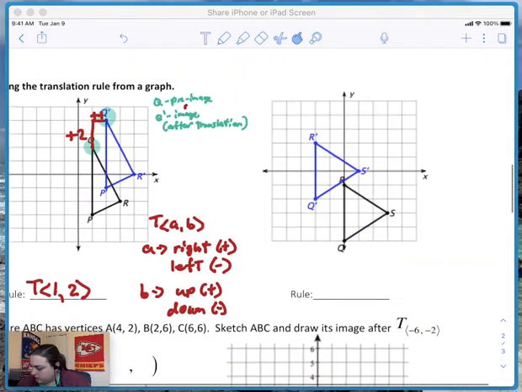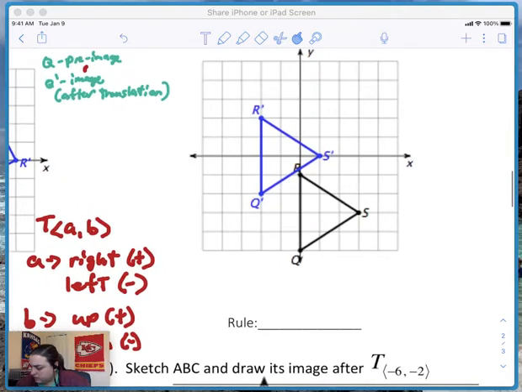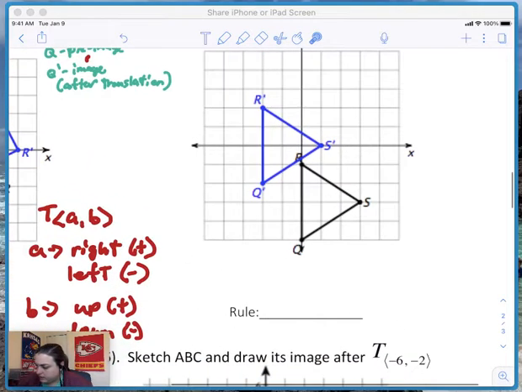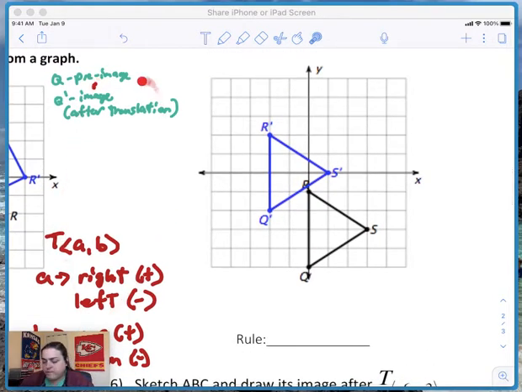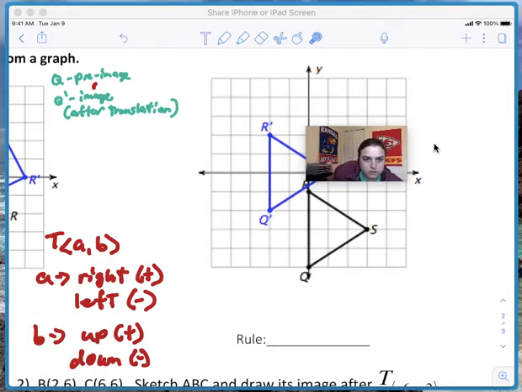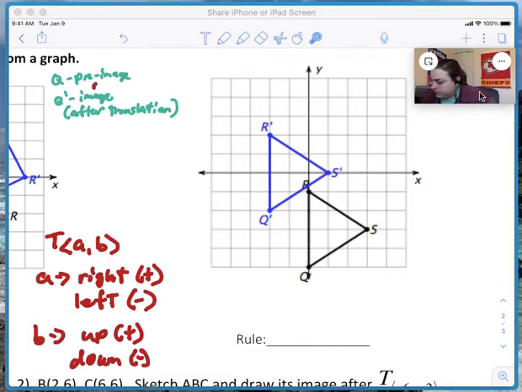Okay, let's try another one. Using this same information here, we're going to write the rule. Let's focus in on one point here. Let's go ahead and focus in on S. So how did I get from S to S prime? Remember pre-image, image. This is after the translation.